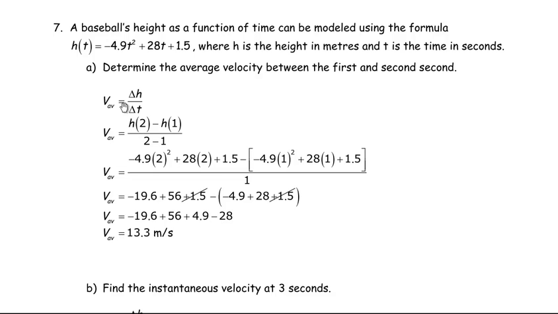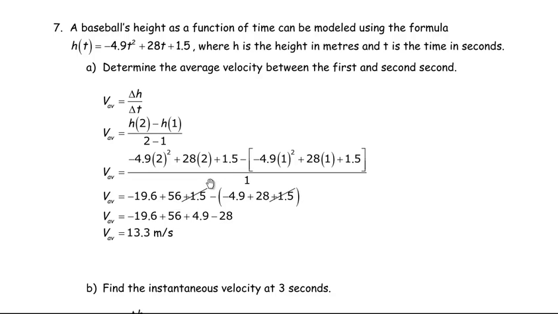So h of 2 would be, we put 2 in place of t here and here, which is that calculation there. And h of 1 would be when we put 1 in place of t here and here, which is what's in the square brackets here. And so remember your order of operations. So you have to square the 2 and then multiply by negative 4.9 to get the negative 19.6. 28 times 2 is 56.